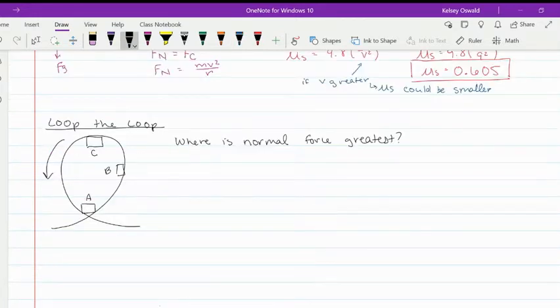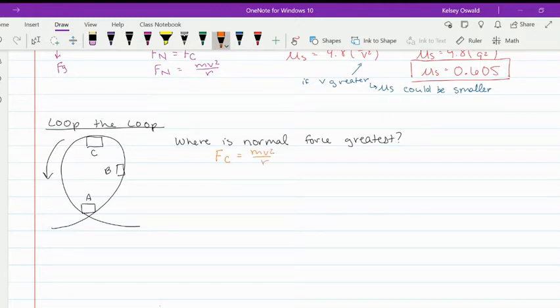Problem where our normal force is equal to that centripetal force, we're going to look at a loop-the-loop problem. So here we want to find where is the normal force the greatest. And something that's really going to come in handy here is finding our centripetal force. So remember, our centripetal force is always equal to mv squared over r.